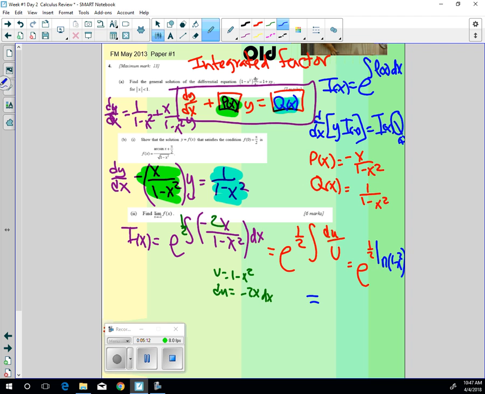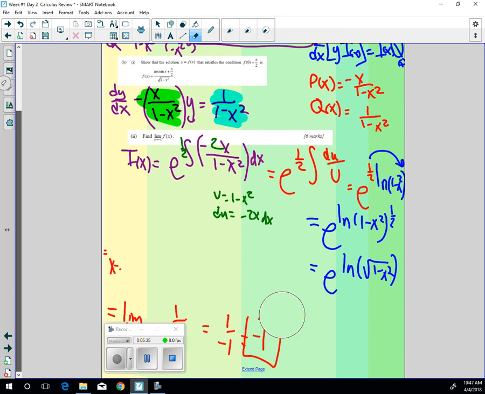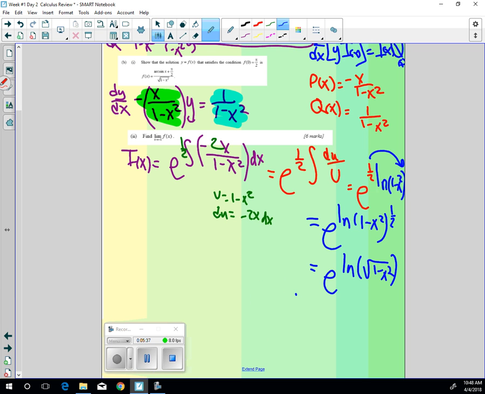Okay, that is e to the natural log of 1 minus x squared to the 1/2, because with this property you could pull that out in front, which is equal to e to the natural log of the square root of 1 minus x squared. Make my day. What's that equal to? Unbelievable. That I of x is just equal to the square root of 1 minus x squared. Done, right? No, we're just getting started.